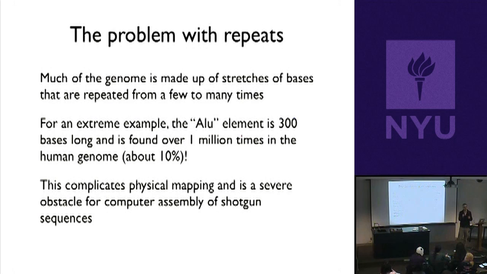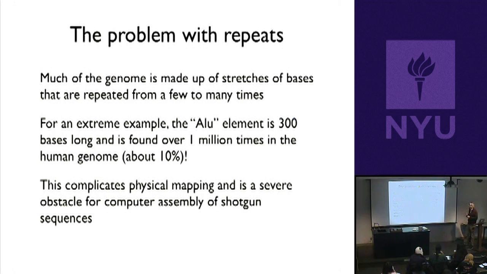In fact, the human genome is riddled with a lot of sequences that match each other. These are called repeat sequences. I think you'll be surprised by how much of those repeat sequences are actually in your genome. There's one particular type of repeat sequence that has the name ALU. ALU is actually a restriction enzyme, so it happens to be a sequence that's cut by the ALU1 restriction enzyme.